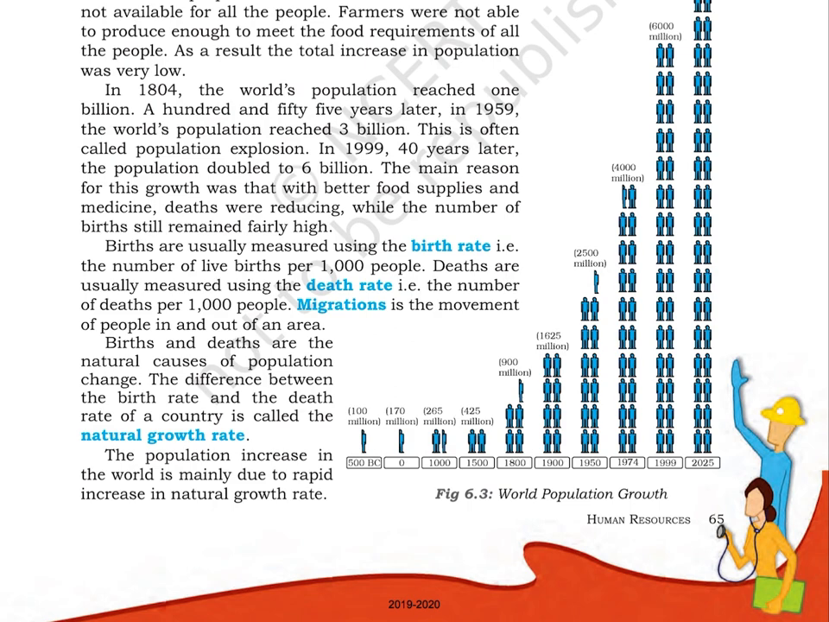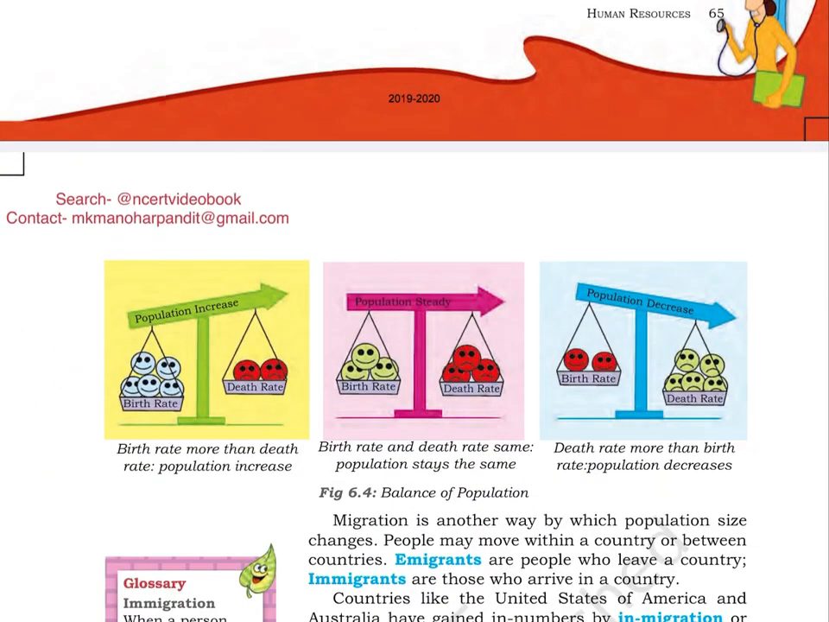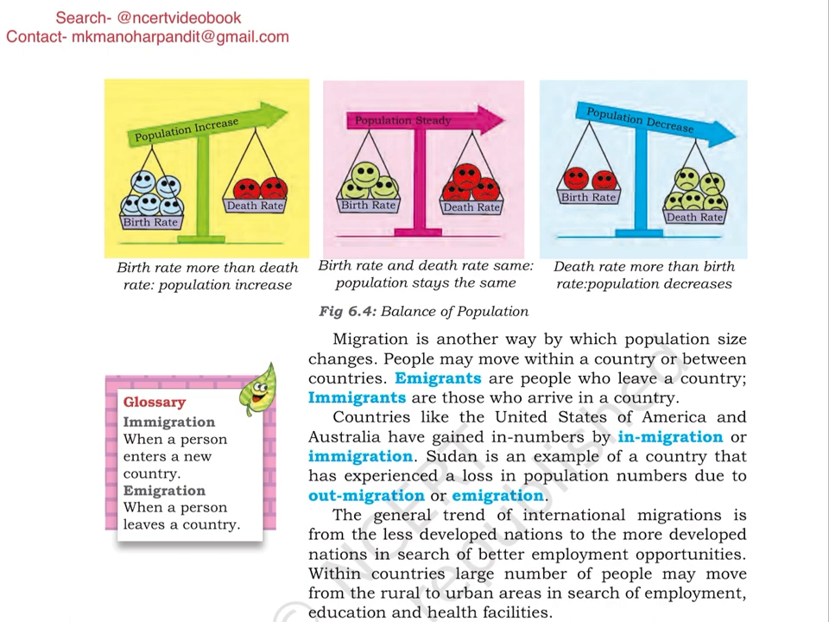In the next diagram, the population becomes steady when the birth rate and the death rate are the same. Then, in the third diagram, the population of the country decreases because the death rate is more than the birth rate.